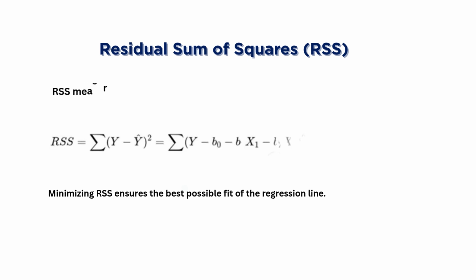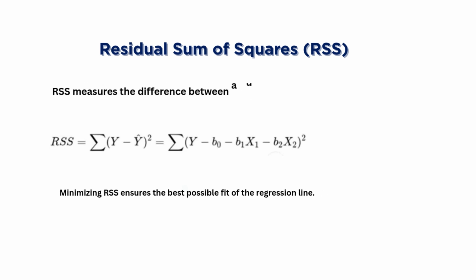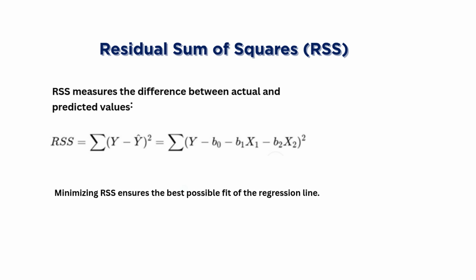Now we can move to the next topic, the RSS. RSS measures the difference between actual and predicted values. RSS is equal to the summation of y minus y hat, whole square. Here we put the value of y hat, which is beta naught plus beta 1 x1 plus beta 2 x2, squared. Minimizing the RSS ensures the best possible fit of the regression line.